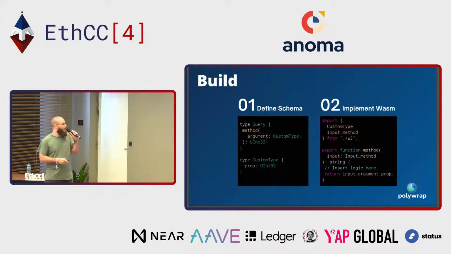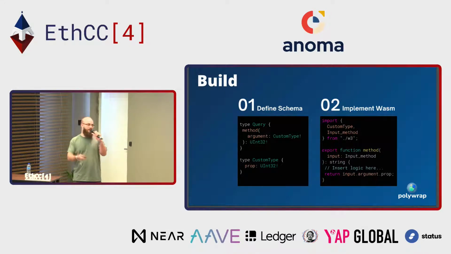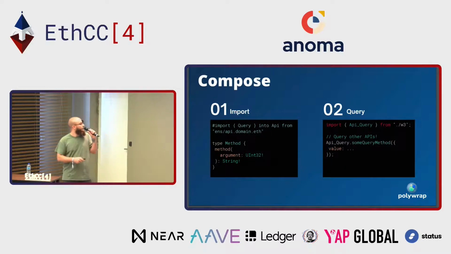We have this method. As you can see here, we are importing our custom type and also our input variables for the method. And then lastly, we have our business logic here. And so this is obviously a very simple example. If you wanted to see some more interesting demos, I'll give you links at the end. But yeah, let's move on.